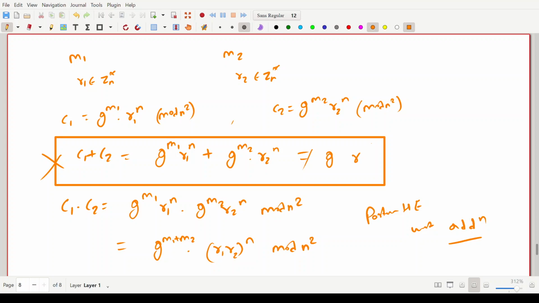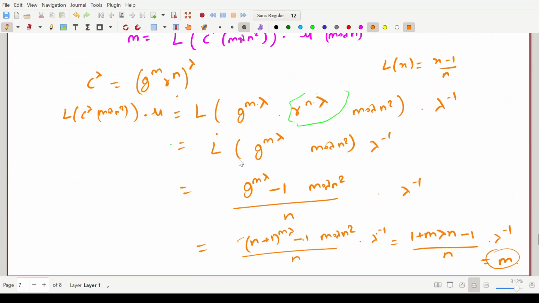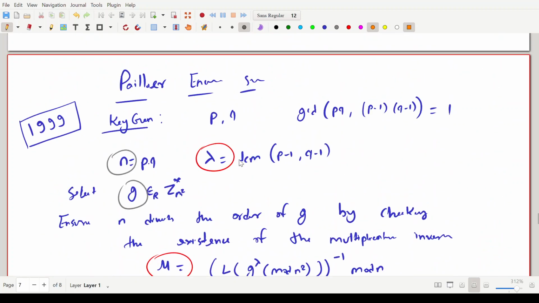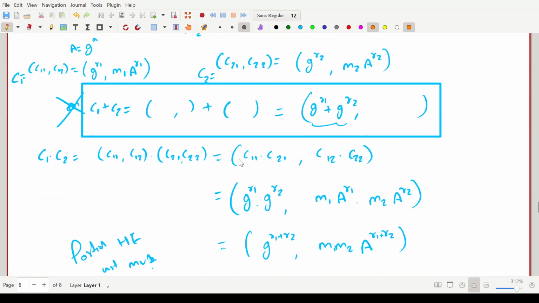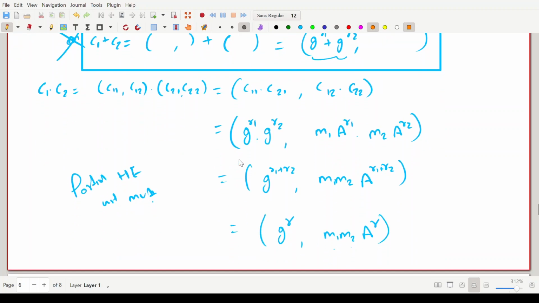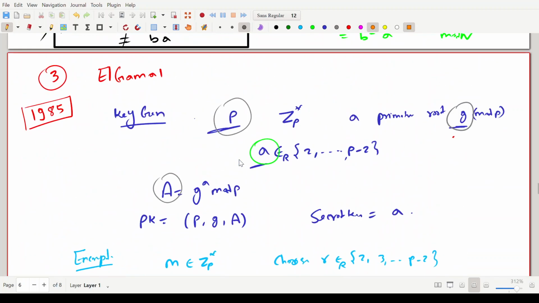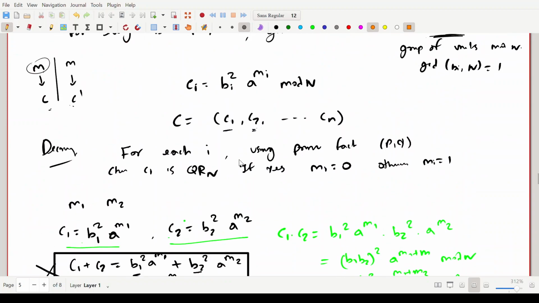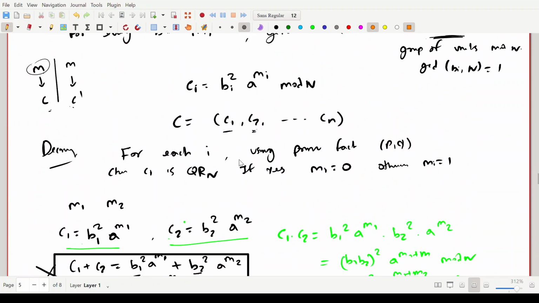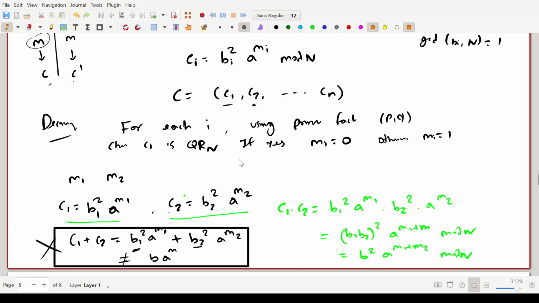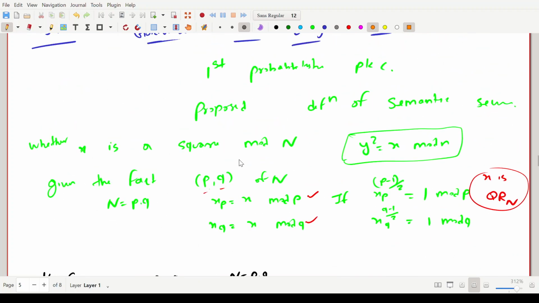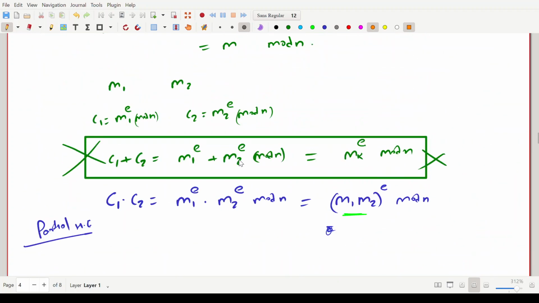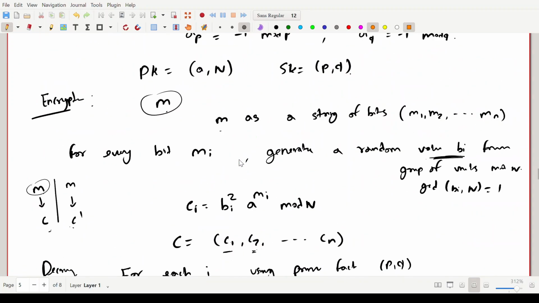Okay, to quickly summarize, this Paillier cryptosystem is with respect to addition, and this ElGamal is with respect to multiplication of the plaintext. And what about Goldwasser-Micali? It is again with respect to addition, and RSA, it was with respect to multiplication. Only one operation in all the cases.